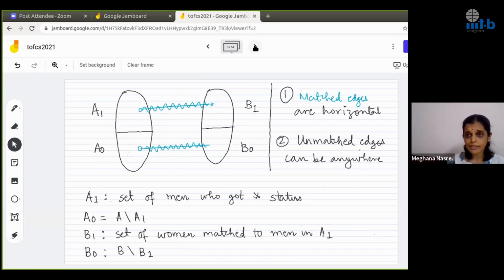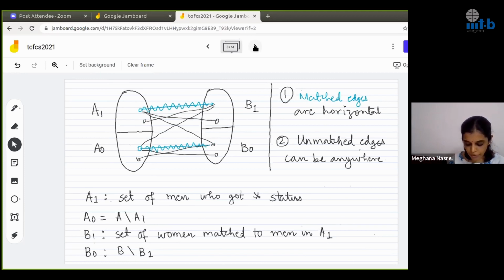Now, unmatched edges, how can they look like? They can be all over the place. I'm going to draw these unmatched edges with black, and they can be here. So this is an unmatched edge. This can be an unmatched edge. They can have their matched partners. There can be unmatched edges completely belonging to A0, B0, or they can go across. They can also be like this. So they can be all over, and I do not know how they are. But now we will analyze these edges.